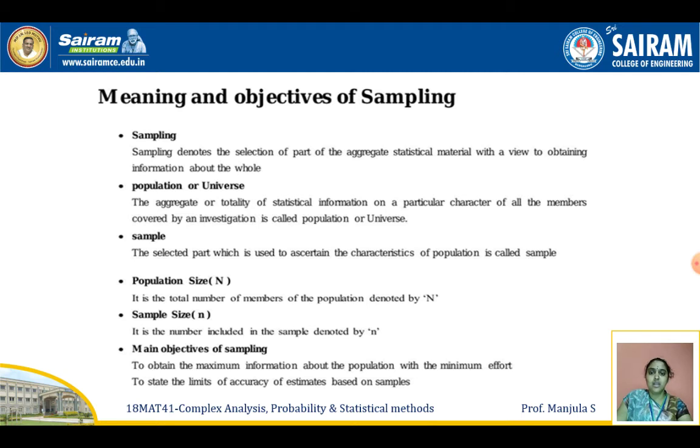What is meant by sampling? Sampling is nothing but the selection of a part of the aggregate statistical material with a view to obtaining information about the whole thing. Similarly, the next definition is population or universe. The aggregate or totality of statistical information on a particular character of all the members covered by an investigation is called population or universe. What is meant by sample? A sample is the selected part which is used to ascertain the characteristics of the population.